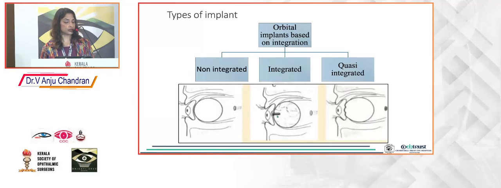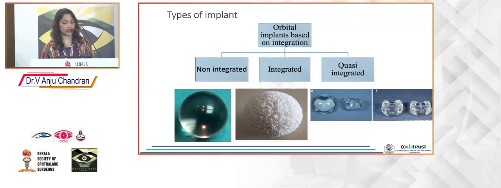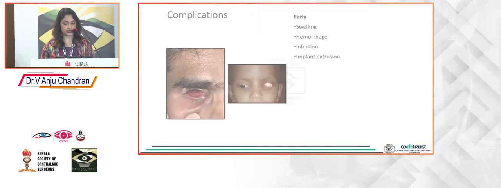So in a non-integrated one, you have the PMMA silicone, and in integrated, you have hydroxyapatite, which is porous, and it is a second step procedure wherein you have to do pegging and then place your prosthesis. And quasi-integrated is where you have implants such as the Allen and Iowa, which have indentations on them, which will give a quasi-integrated feel, and accordingly modifications are made in your prosthesis as well.